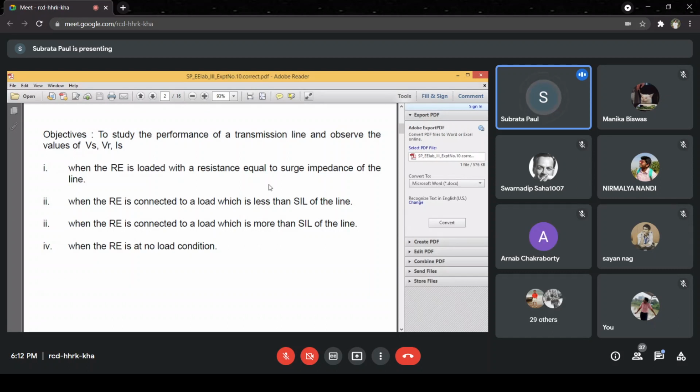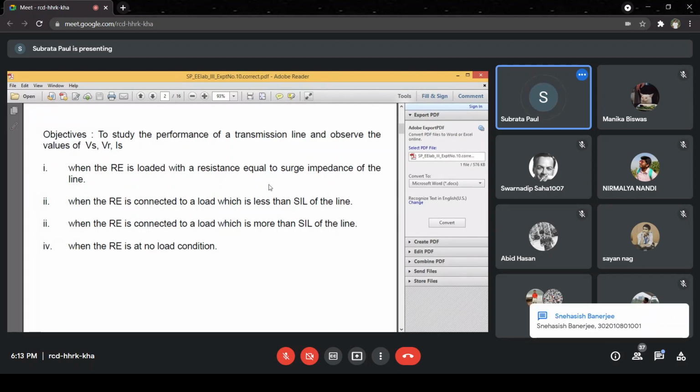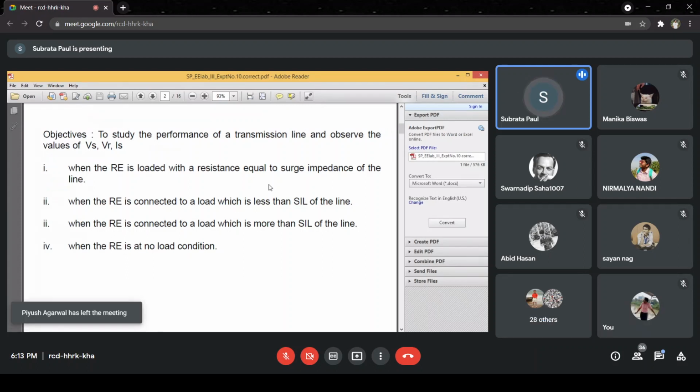Actually, when a line is loaded with its SIL, then the receiving end voltage magnitude will be exactly equal to its sending end voltage magnitude. Remember it. And the reason will also be clear to you very soon.